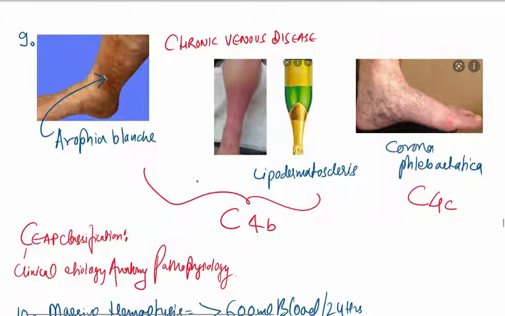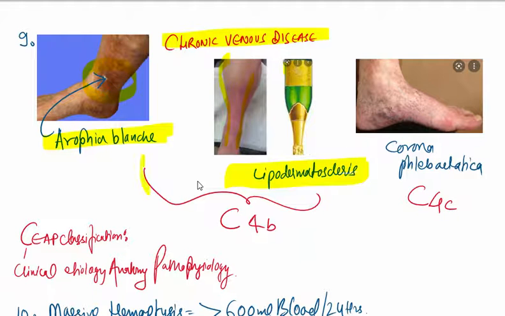Next one, 3 images showing chronic venous disease, 3 conditions. Here is atrophie blanche, where we see whitening of the skin. Now what is this? Here we see a somewhat inverted champagne bottle-like appearance. This is lipodermatosclerosis.